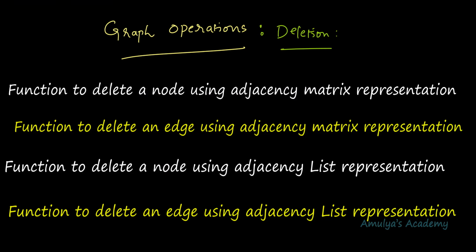We can write a function to delete a node in the graph using adjacency matrix representation as well as adjacency list representation. And also we can write a function to delete an edge between the given vertices using adjacency matrix representation and adjacency list representation. So first, let's talk about the adjacency matrix representation. In this tutorial, I'll write a function for the delete node or delete vertex operation using adjacency matrix representation.